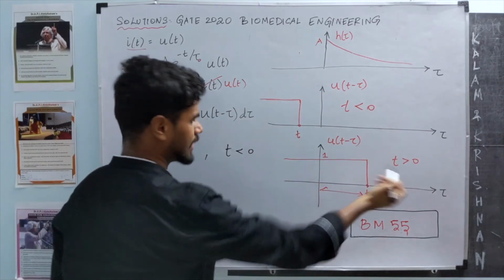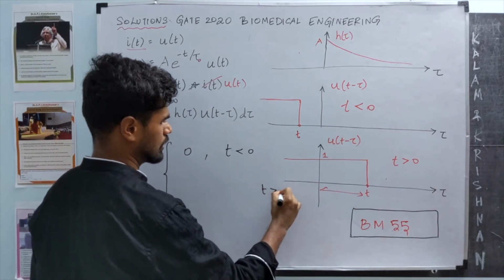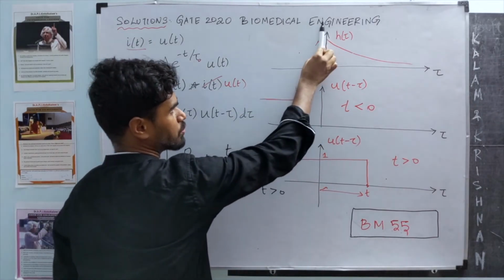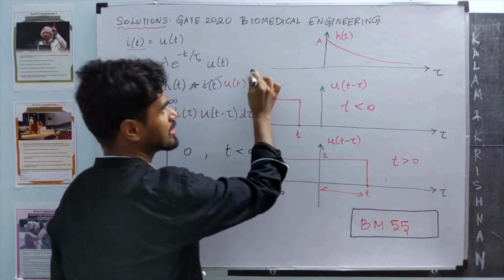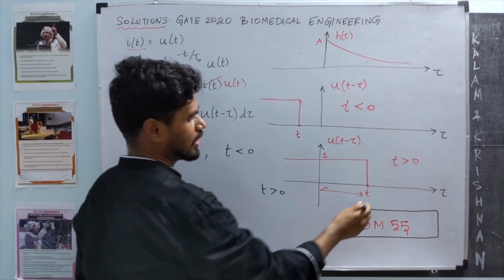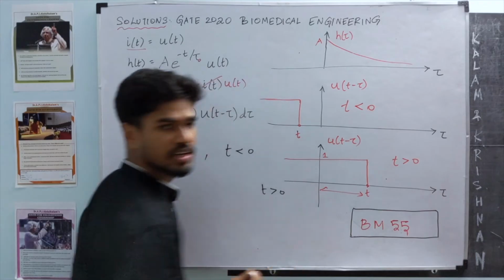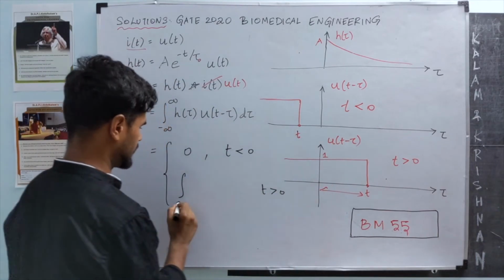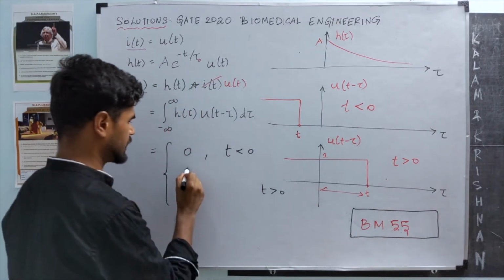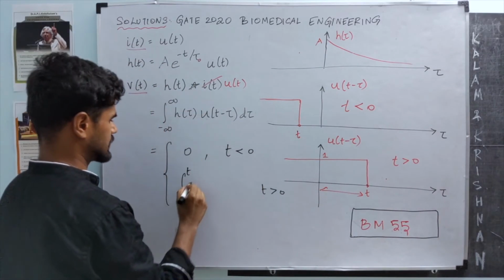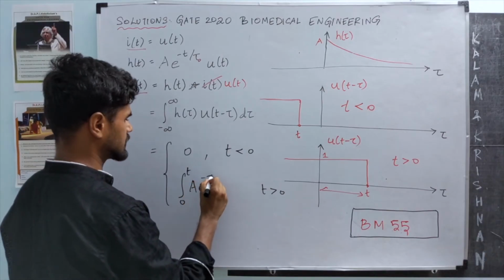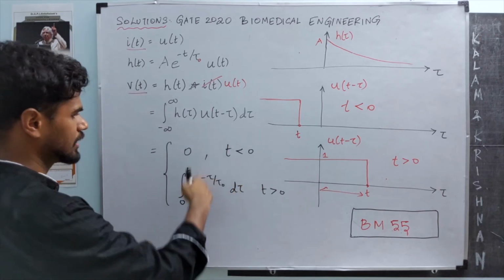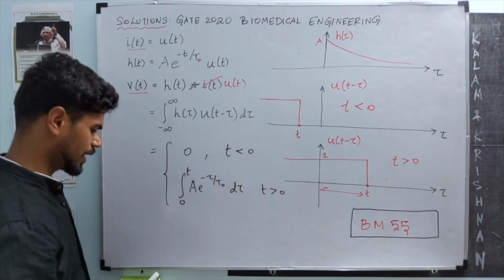When t is greater than 0, this function is 0 till this point, that is from minus infinity to 0 it's 0, and this function is 0 beyond t is greater than 0. So the integral starts from this point 0 and goes till this point t. H of tau is A e power minus tau by tau naught d tau. We already accounted for the u of t in the split.